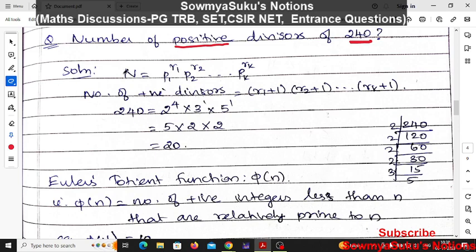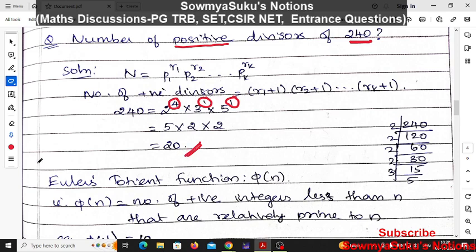So any number n can be written as p1 power r1, p2 power r2, etc., pk power rk. So the formula for the number of positive divisors is (r1 plus 1)(r2 plus 1) etc. (rk plus 1). So this 240 can be prime factorized like this: 2 power 4 into 3 power 1 into 5 power 1. So this is r1, r2 and r3. So (4 plus 1) is 5, (1 plus 1) is 2, then (1 plus 1) is 2. So by calculation, we will get the number of positive divisors of 240 is 20.